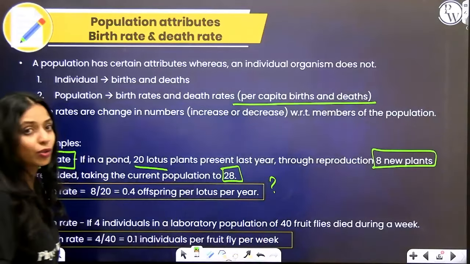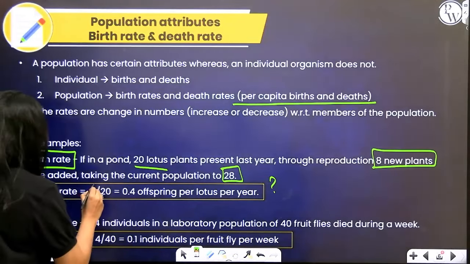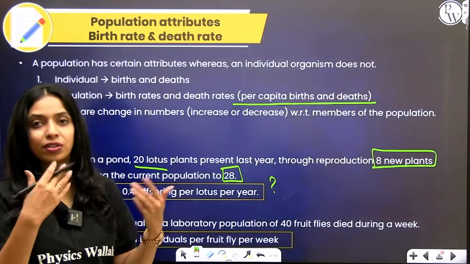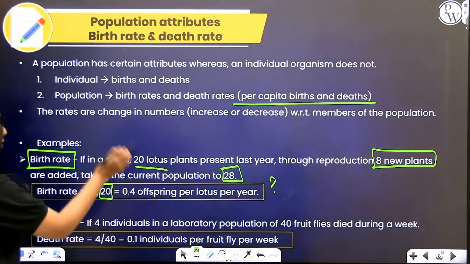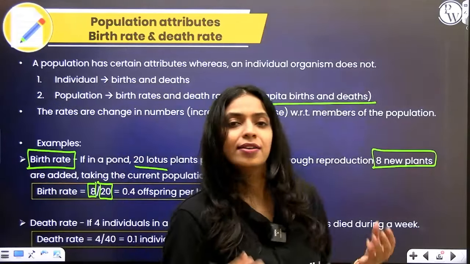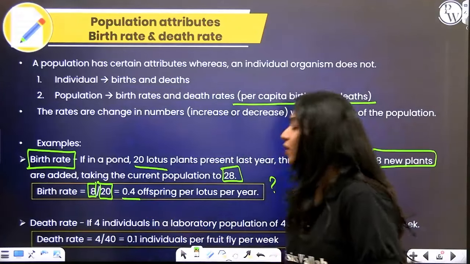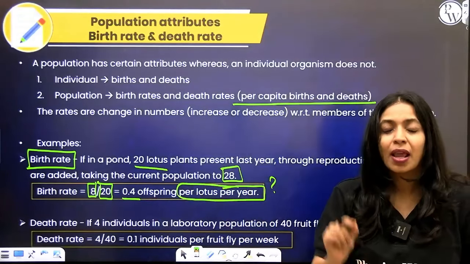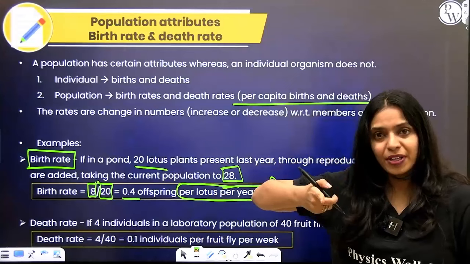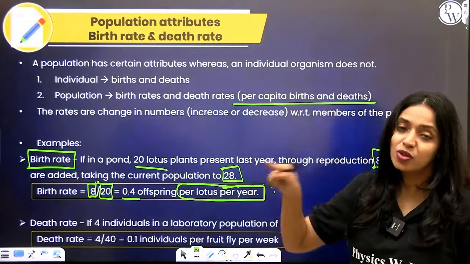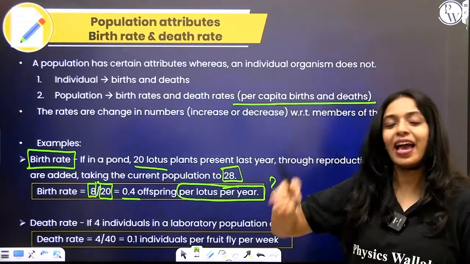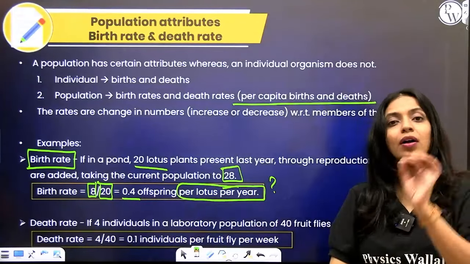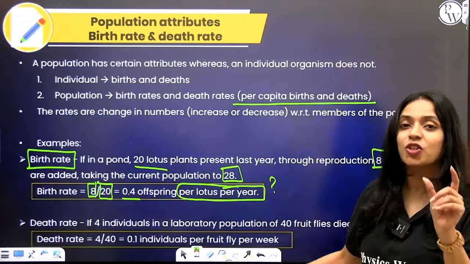Now, how would you calculate the birth rate? The birth rate can be calculated by having how many new plants, how many new organisms are added, in the numerator. And in the denominator, you will have the initial population size. Initially, there were 20. So 8 divided by 20 is going to give us 0.4. 0.4 offspring, remember, always you have to say per year, per lotus. Birth rate is per capita. You may have studied per capita income in social science, right? So it's very similar to that. In birth rate, we're talking about per capita increase in population size because of birth. So here, 0.4 offspring per lotus per year. Every time you have to mention the time duration as well.